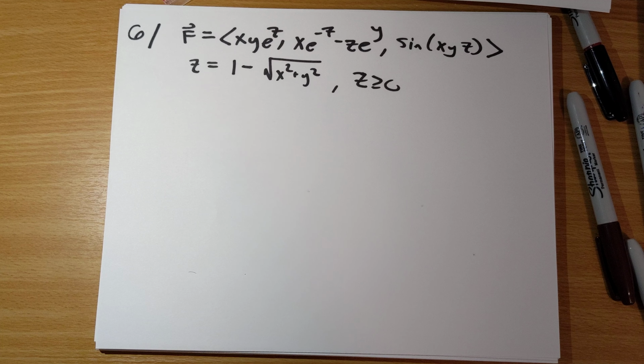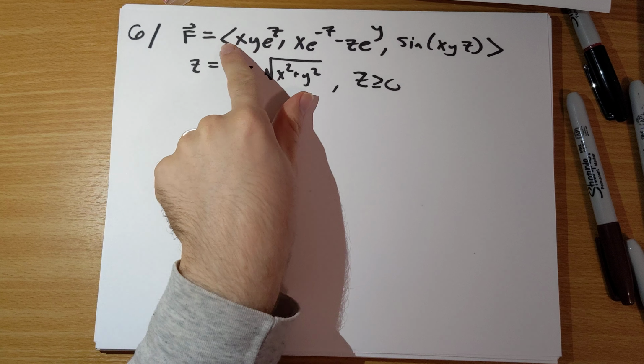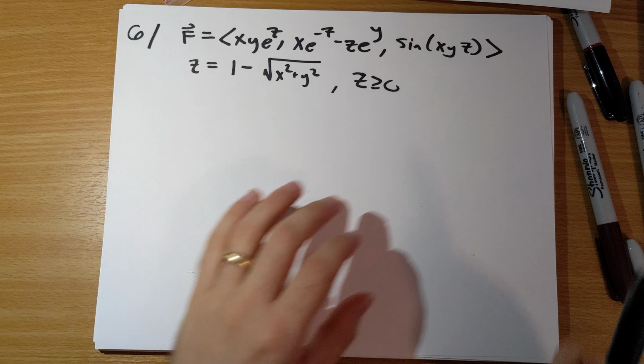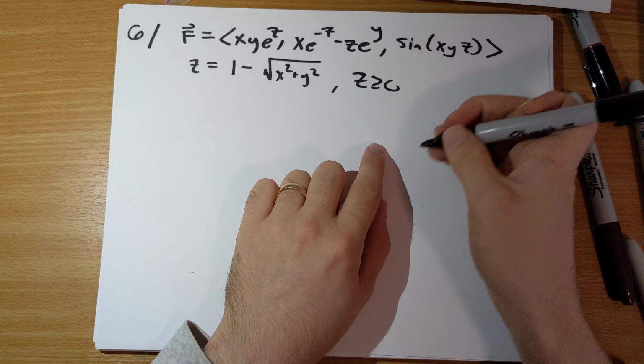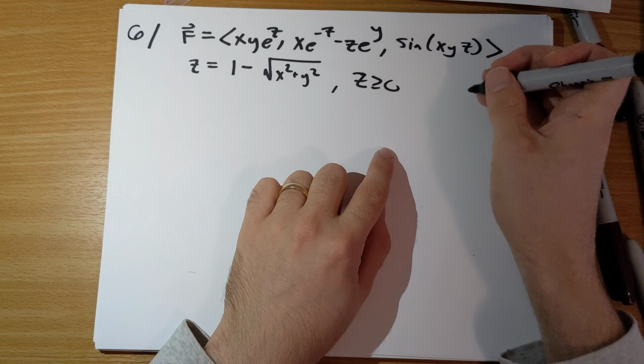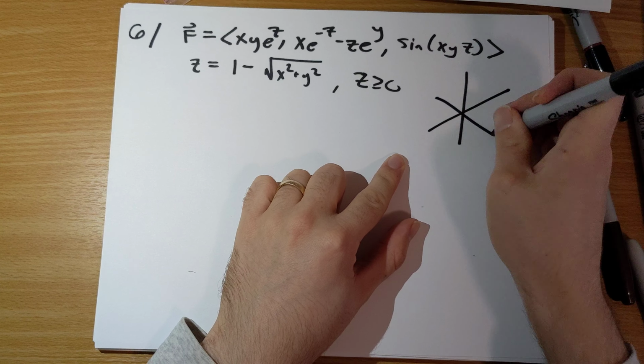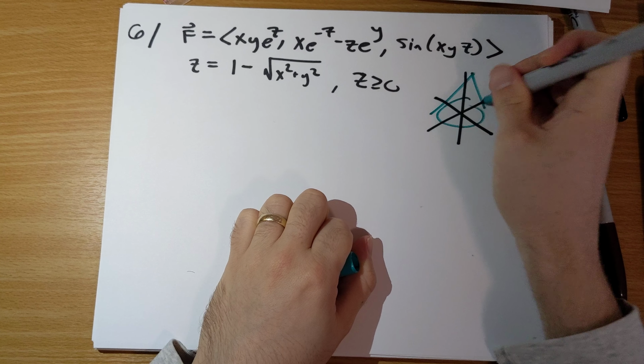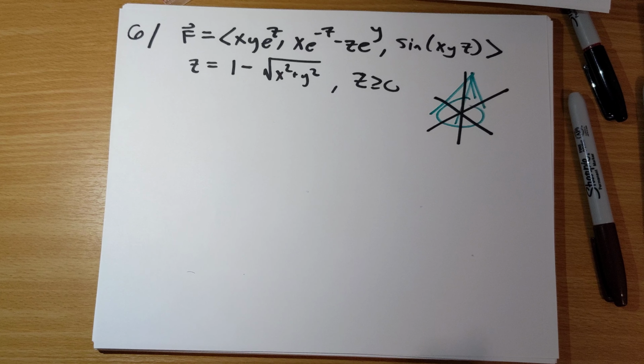Number 6, use Stokes' theorem to calculate the flux of the curl of f for this vector field f here through the cone. z is equal to 1 minus the square root of x squared plus y squared, z is greater than or equal to 0. So this is a cone here.